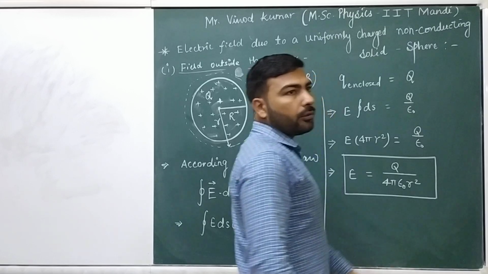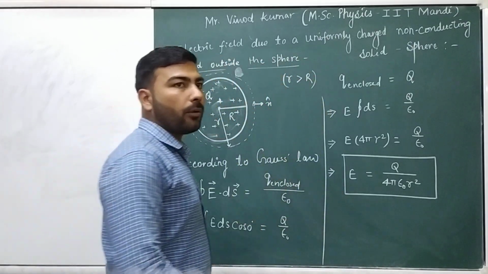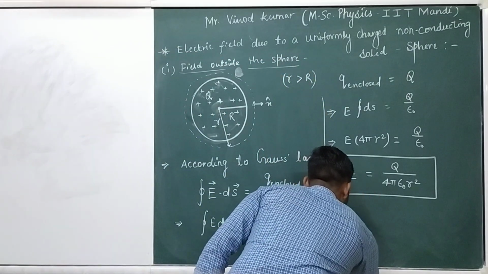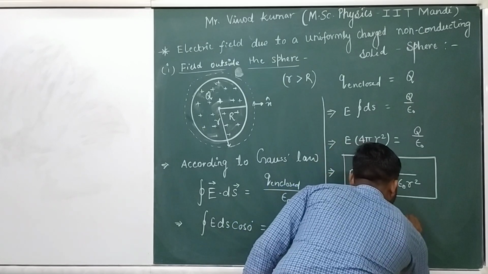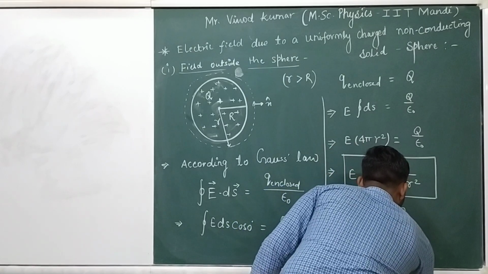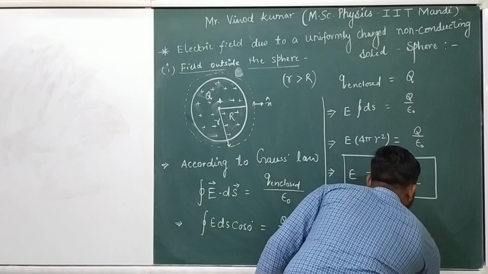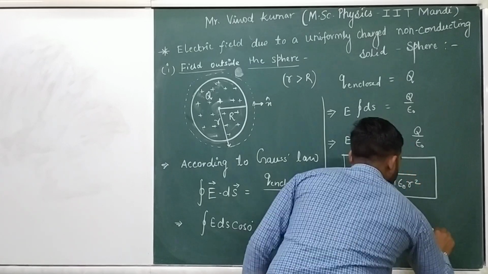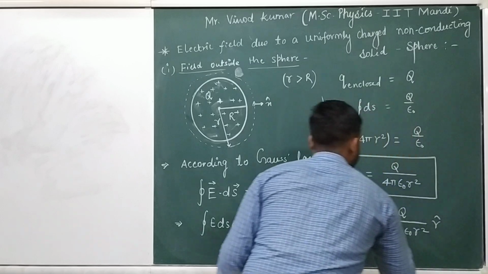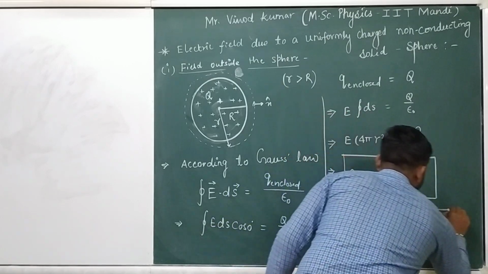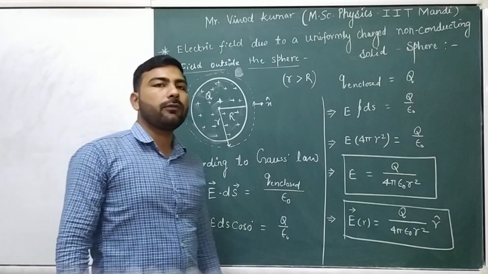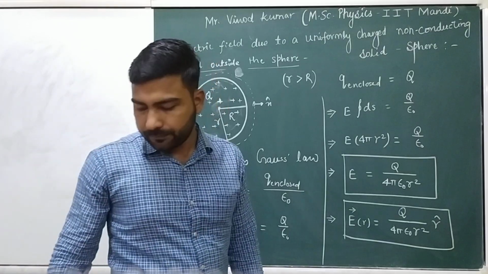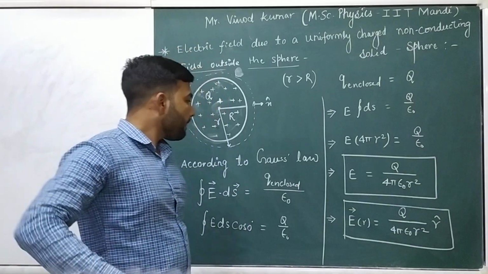And if you want to write it in the vector form, it can be written as E vector equals to Q upon 4 pi epsilon naught r square, and the direction is radially outside. This is the vectorial form of the electric field which we have found.